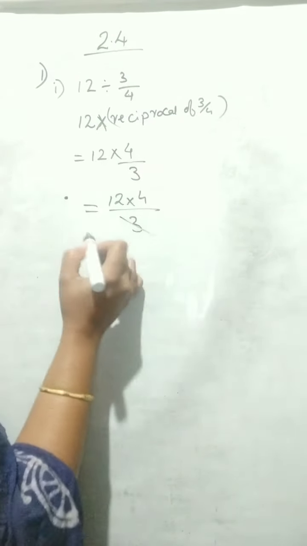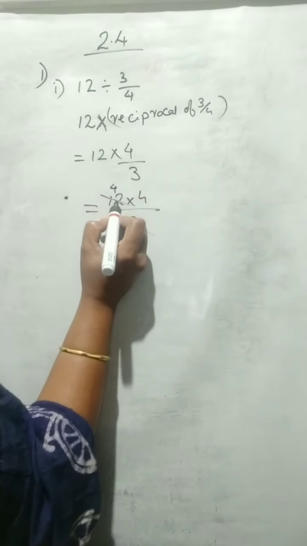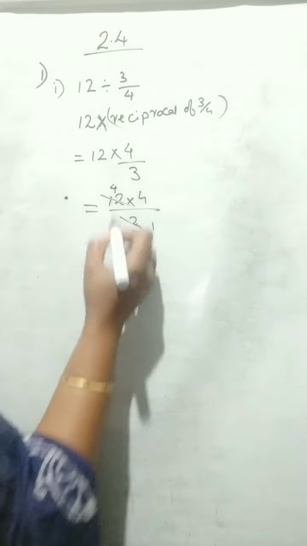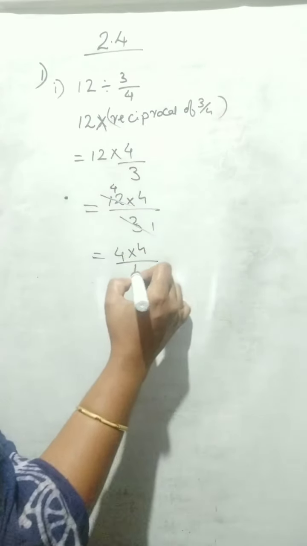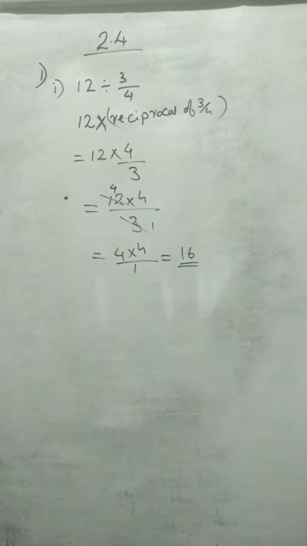We can cut this 3 and this 12. How many 3's are there in 12? 4. We can divide both 12 and 3 by 3 itself. 1 3 is 3. Then the remaining numbers are 4 multiplied by 4, the whole divided by 1. That is 16 on 1, which is equal to 16 itself.